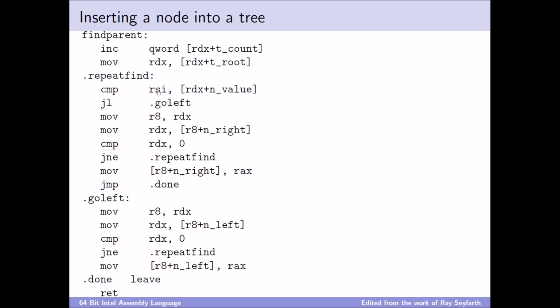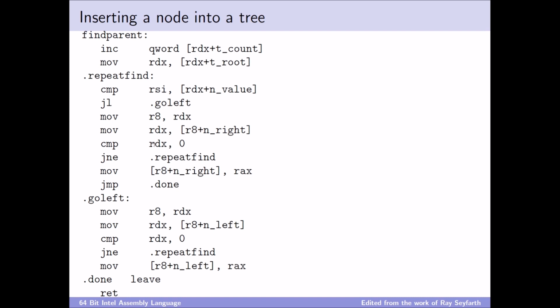If RSI is in fact greater than the value of the current node, we are in essence jumping right, or moving right rather, when we execute these lines over here. We just don't need an extra label for it. Then I'll move RDX again into R8, then set RDX to be the right child of what is in R8. So basically I'm moving down the right branch again.